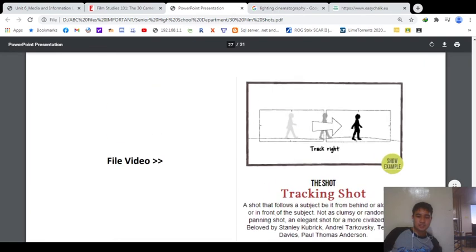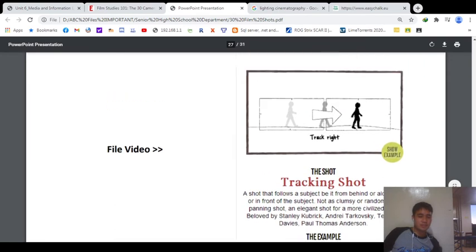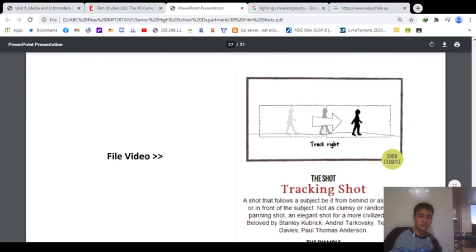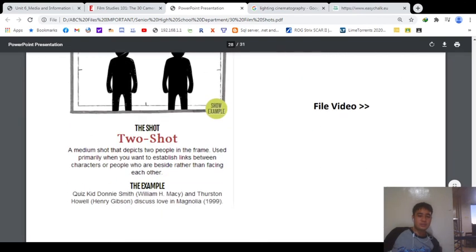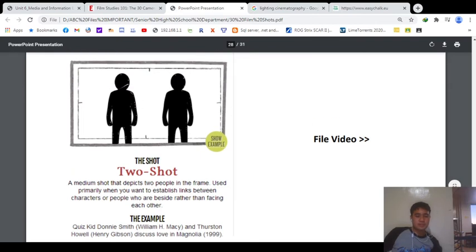So the tracking shot, okay, following the subjects, no, using the camera. The tracking shot, okay, if the characters are walking, no. Okay, so 2 shots, okay. A medium shot that depicts 2 people in a frame, no. Lahi ang over the shoulder, no.